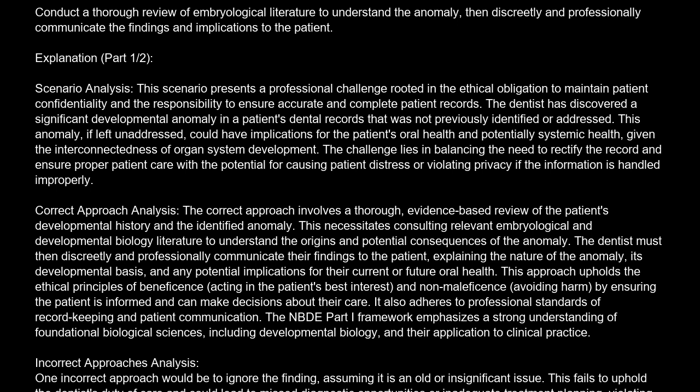This approach upholds the ethical principles of beneficence, acting in the patient's best interest, and non-maleficence, avoiding harm, by ensuring the patient is informed and can make decisions about their care. It also adheres to professional standards of record-keeping and patient communication. The NBDE Part I framework emphasizes a strong understanding of foundational biological sciences, including developmental biology, and their application to clinical practice. Incorrect approaches analysis.